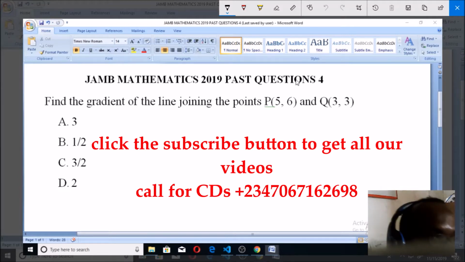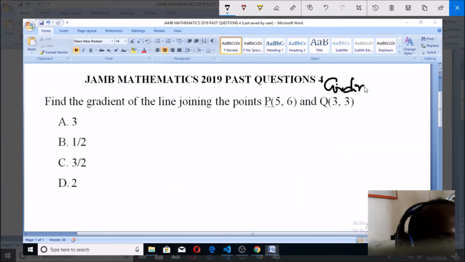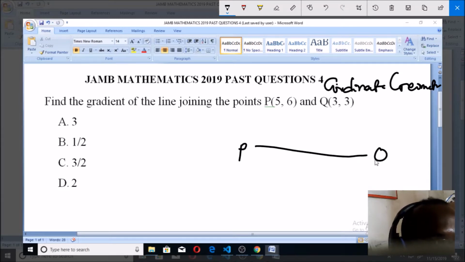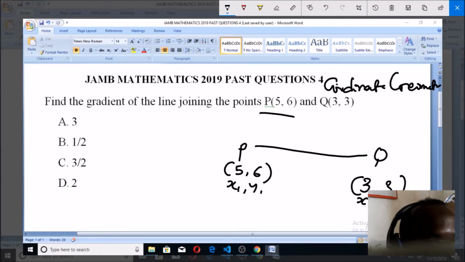Now you can find this topic under coordinate geometry. If you have a point P that is connected to another point Q, the point P is going to have the x and y as 5 and 6 as given here. Then point Q is going to have its x and y as 3 and 3. Remember, the first one is x, the second one is y. So you can call this x1, y1, whereas you call this one x2, y2.